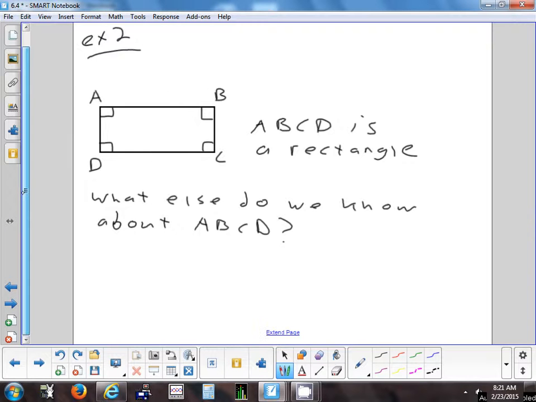Okay, so here's a rectangle. I want to basically know, what else do we know about it? We know that it's a rectangle.